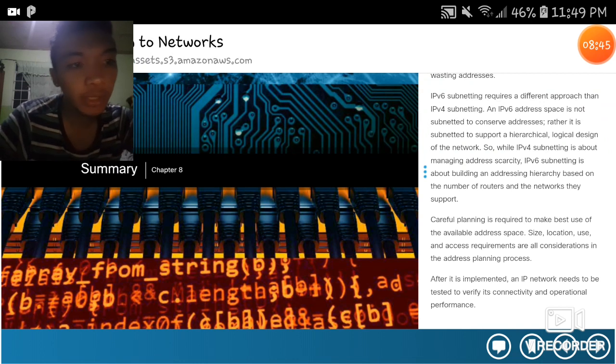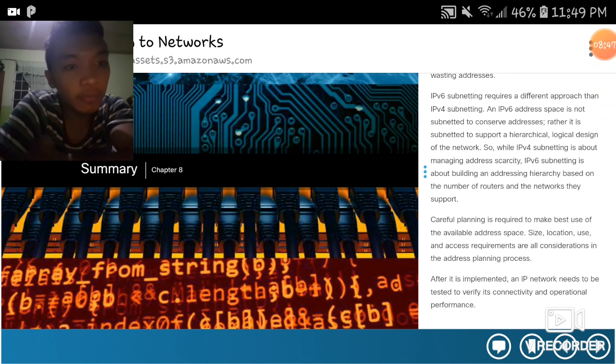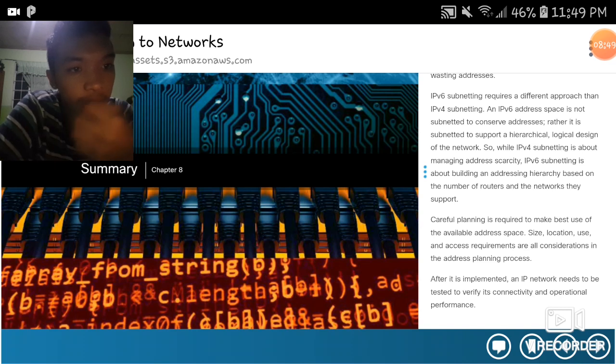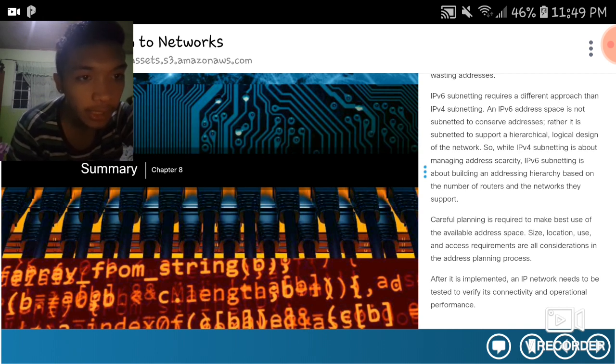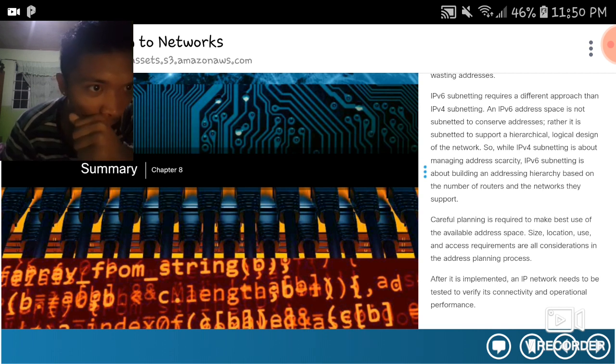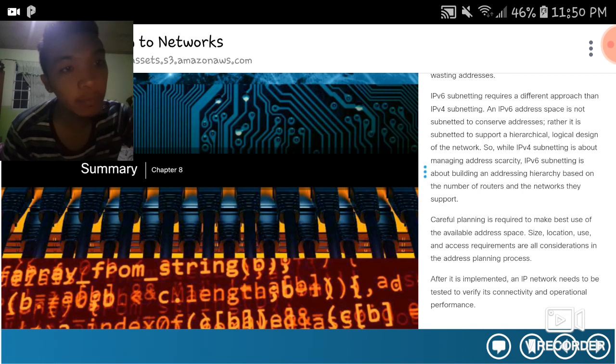Careful planning is required to make the best of the available address space. Size, location, use, and access requirements are all considerations in the address planning process. After it's implemented, an IP network needs to be tested to verify its connectivity and operational performance.